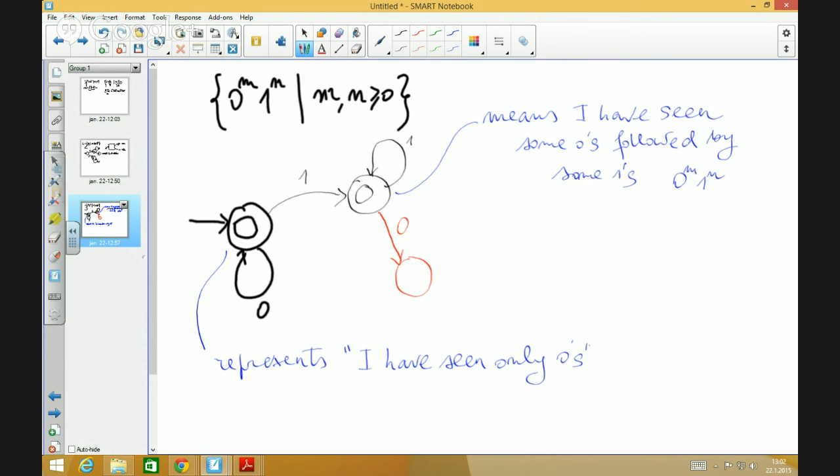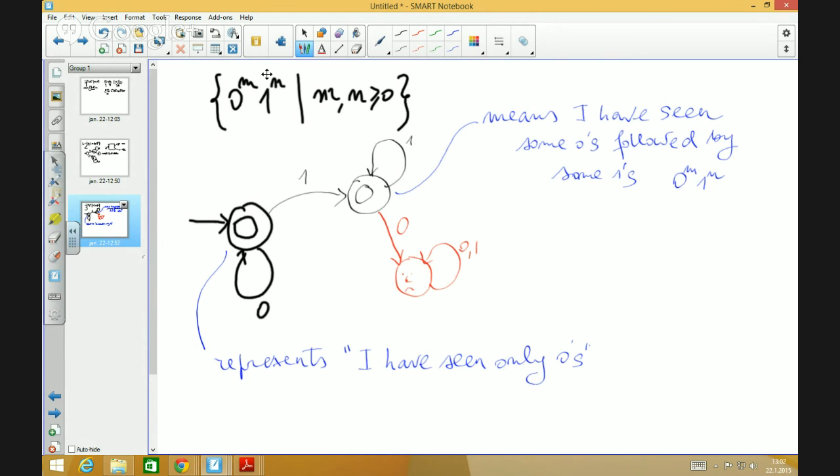Anyway, the important thing is that now we are really unhappy. And why are we unhappy? Because we've seen a 1 followed by a 0, which is not okay. And once we are unhappy, do we change our mind? No, once we are unhappy, we stay unhappy. Bingo, that's a finite automaton that accepts this language.